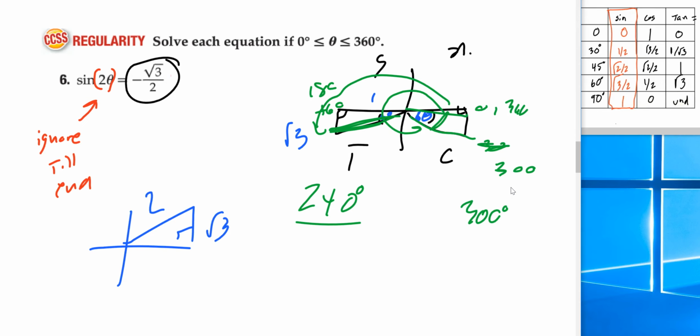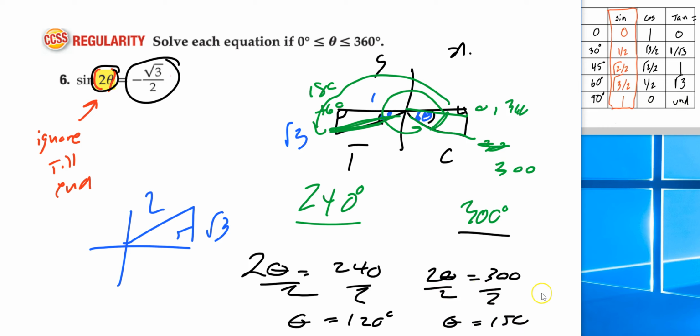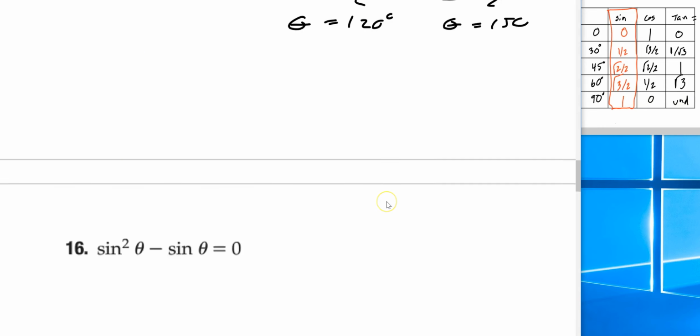Now I'm not done, because if you notice, I didn't use the 2. Now that's where we're going to use this. So how does that work? Well, the answers you got, this was equal to 2 theta. 2 theta equals 240, and 2 theta equals 300. Divide by 2, theta equals 120. Divide by 2, theta equals 150. We'll do a few more.